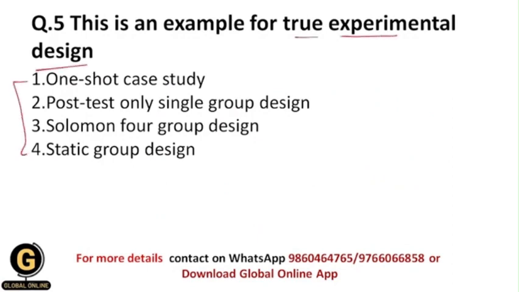Next, this is an example for true experimental design. So from these study designs, which is the example for true experimental design: one shot case study, post test only single group design, Solomon 4 group design, or static group design. First of all we will see what a group design is. In group designs, analysis of data and conclusions drawn from the study occur at the level of the group, not individual participants. So whatever conclusions we get are made from the groups, not from the individual persons. This is called the group design.